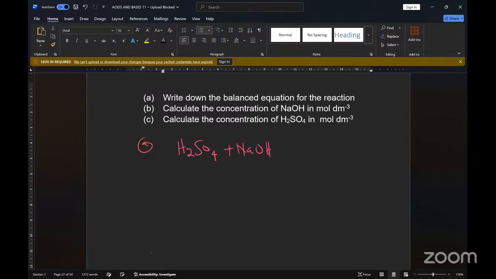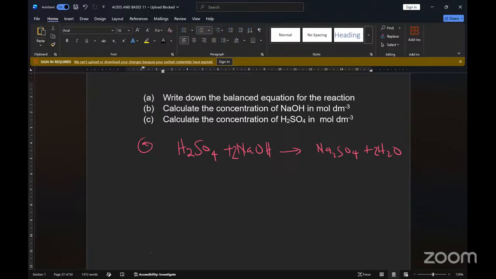This is a neutralization reaction. When I started, I told you that when acids react with bases, you form salt and water. So the salt is going to be sodium sulfate plus water. And then because this is 2, you put 2 here, and your water also becomes 2. So it is balanced. This is the balanced equation.